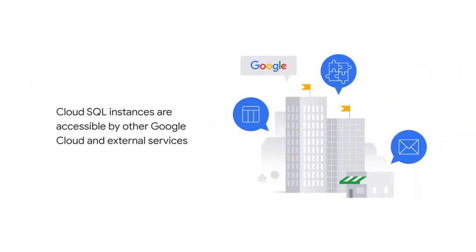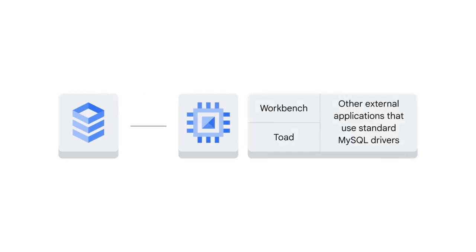A benefit of Cloud SQL instances is that they're accessible by other Google Cloud services, and even external services. Cloud SQL can be used with App Engine using standard drivers like connector.j for Java or MySQL DB for Python. Compute Engine instances can be authorized to access Cloud SQL instances and configure the Cloud SQL instance to be in the same zone as your virtual machine. Cloud SQL also supports other applications and tools that you might use, like SQL Workbench, Toad, and other external applications using standard MySQL drivers.